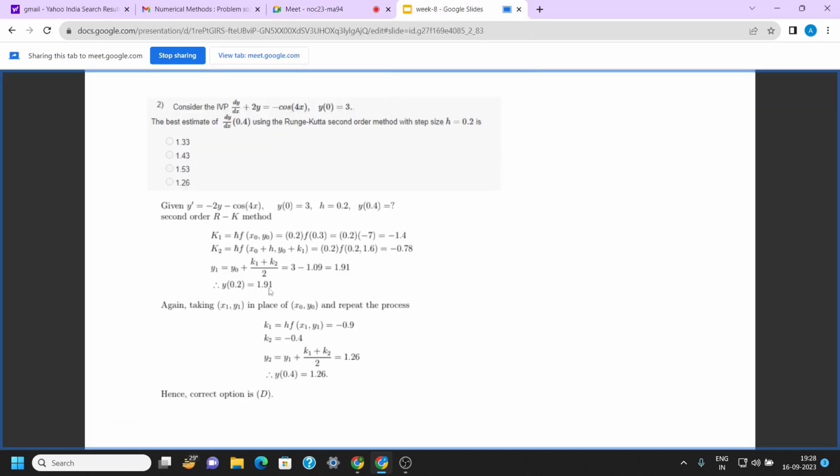Then y of 0.2 is 1.91. Similarly, you can calculate the next iteration y2, which will give you y of 0.4, that is the best estimate of dy by dx at 0.4. Taking x1 comma y1 in place of x0 comma y0, find k1 and k2. Similarly, find y2, that will be y1 plus k1 plus k2 by 2. This will give you 1.26. Okay. Clear now?